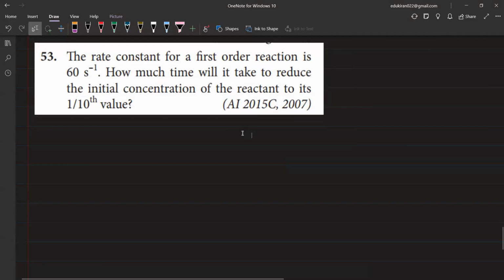Look at this question here. Rate constant of a first order reaction is second inverse. Now they can also give you just a rate constant for a reaction. They may not give you the first order, because they have given the rate constant and its units also. Here we have rate constant, that is 60 second inverse. How much time will it take to reduce the initial concentration of reactant to its 1/10 value? They have given you the final concentration. Please see here.